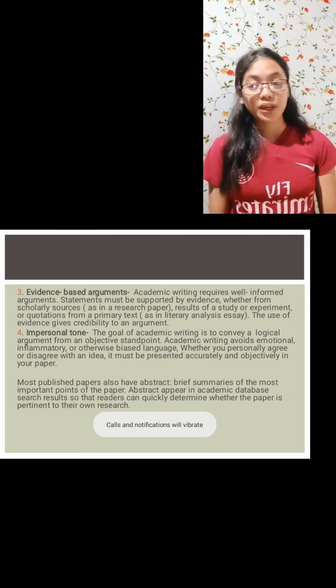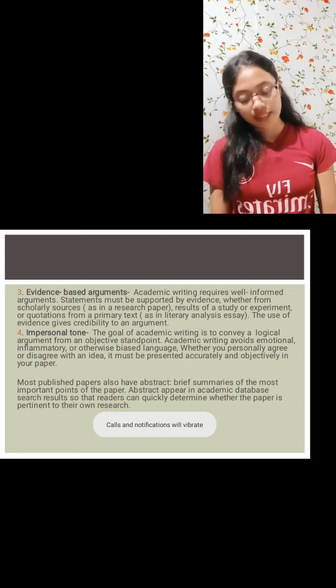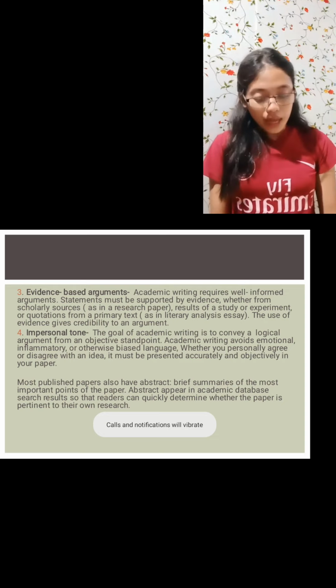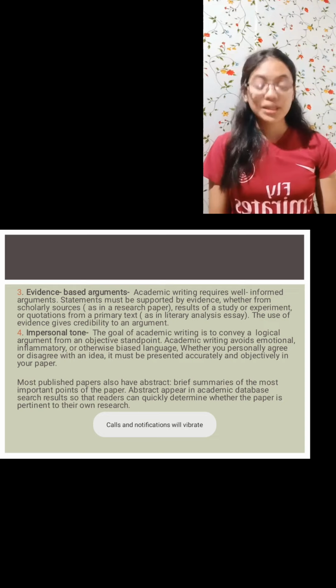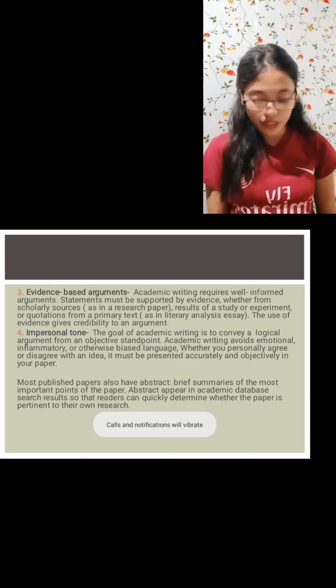Most published papers also have abstracts, brief summaries of the most important points of the paper. Abstracts appear in academic database search results so that readers can quickly determine whether the paper is pertinent to their own research.